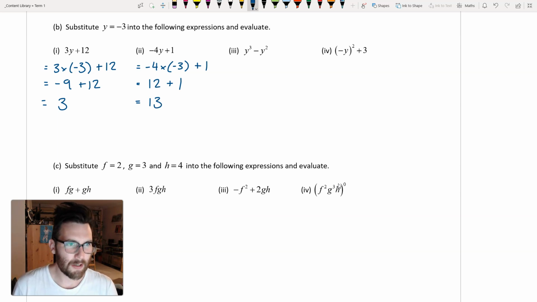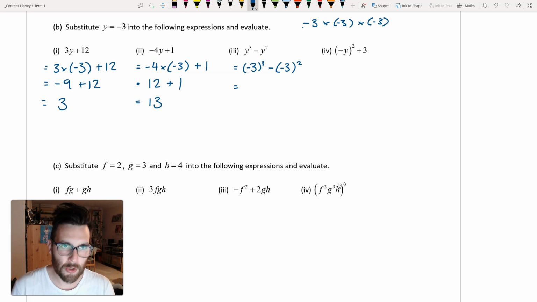Ooh, the next one's pretty hard as well, but that's okay. We'll do it anyway because that's fun. So now we've got negative 3 raised to the power 3. We're going to take away from that negative 3 raised to the power 2. Okay, so negative 3 to the power 3 means negative 3 times negative 3 times negative 3.